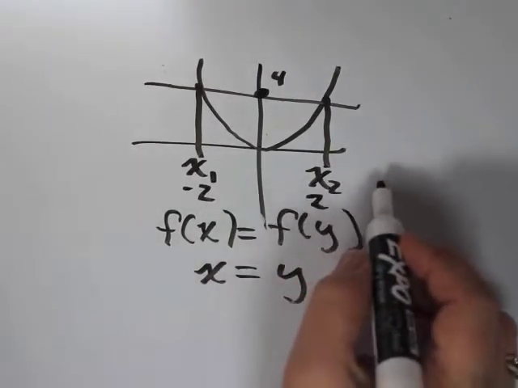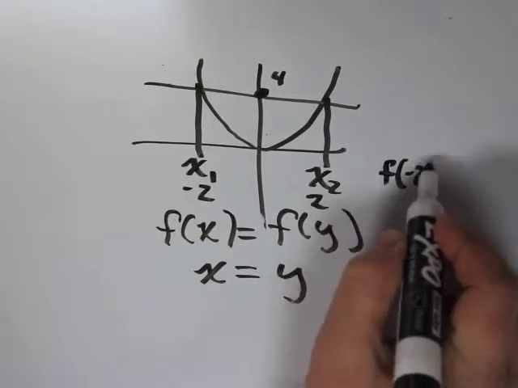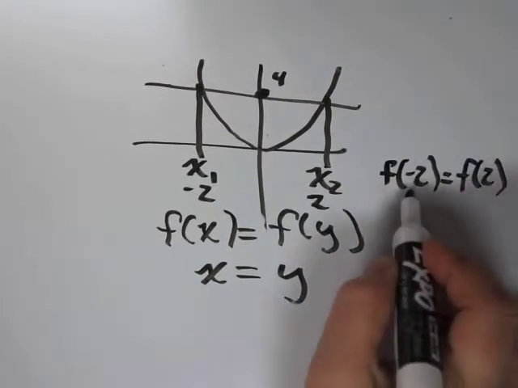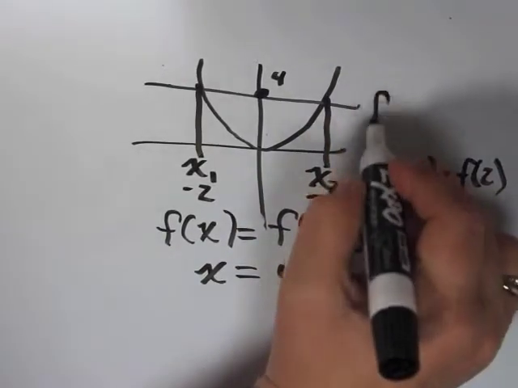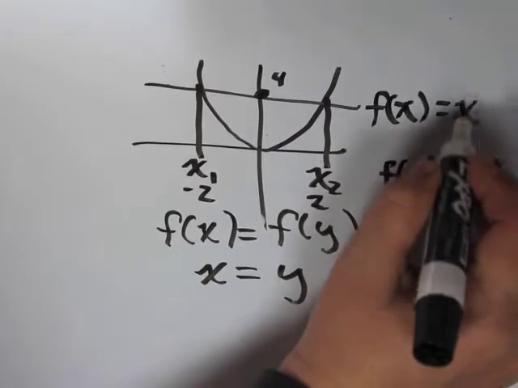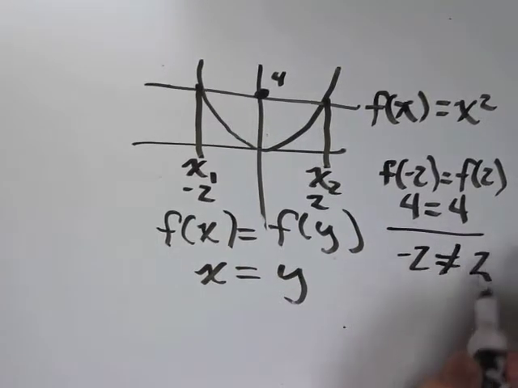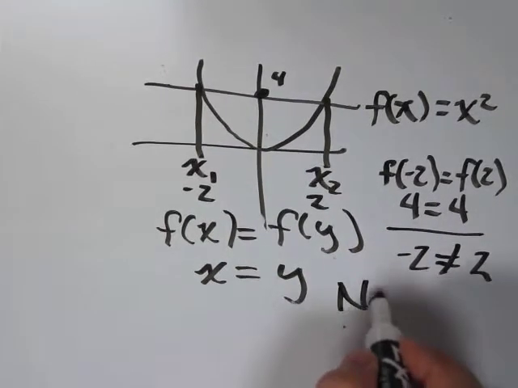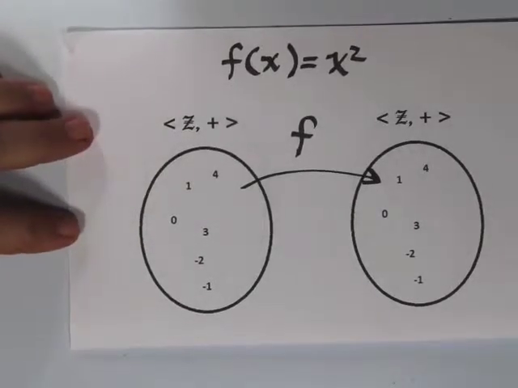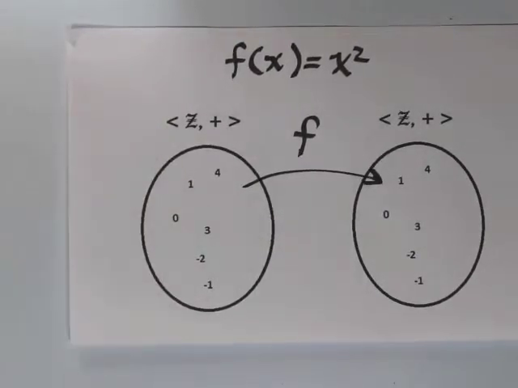So you see then in that case that f of negative 2 is equal to f of 2, because 4 equals 4. Remember, f of x equals x squared. But 4 equals 4, but certainly negative 2 does not equal 2. And so it is not one-to-one. So if I was trying to dream up a mapping from the group of integers under addition to the group of integers under addition, f, such that f maps every x to x squared, would not be a good mapping to choose. Why? Well, for one, it is not one-to-one. It is not injective.